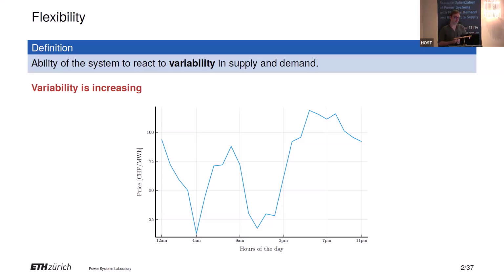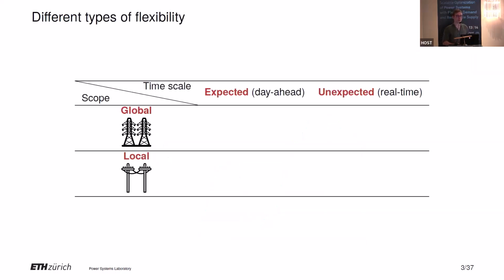So this is a graph of the price in Switzerland that I downloaded before making these slides. And as you can see, indeed, the price signal is quite volatile, quite variable. And this is expected also to increase. This shows that there is indeed a lot of variability and a lot of value in being able to react optimally to this variability.